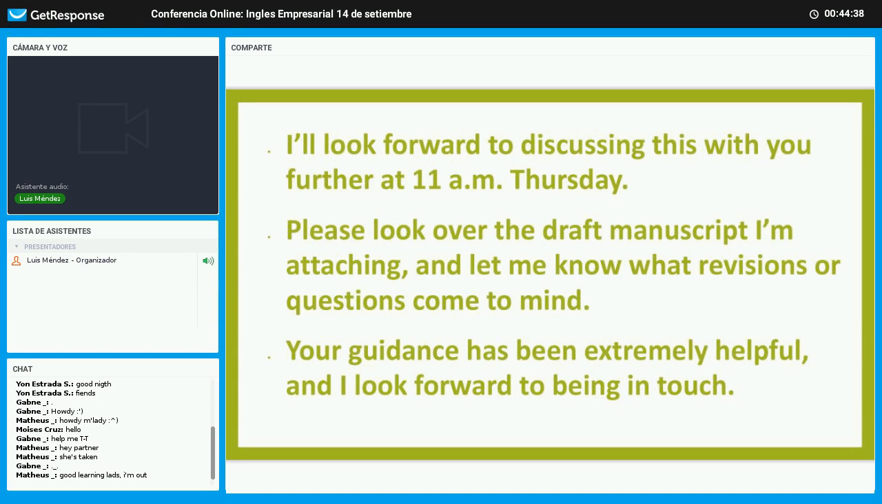For example, "I really like these disclosures because they were pretty interesting. I look forward to discussing this with you further at 11 a.m. Thursday." So in this case, they are setting up a meeting, which is a very nice way. "Please look over the draft manuscript I'm attaching and let me know what revisions or questions come to mind." In this case, they want a response through email.